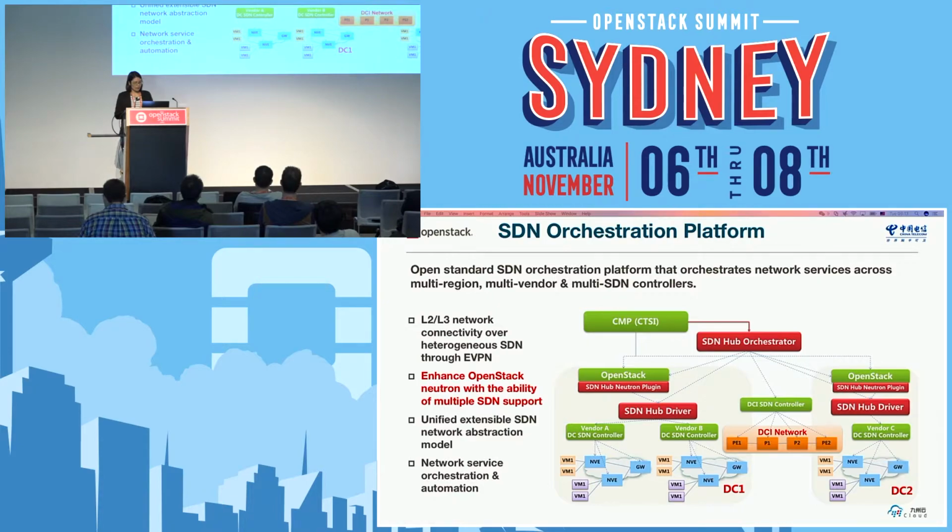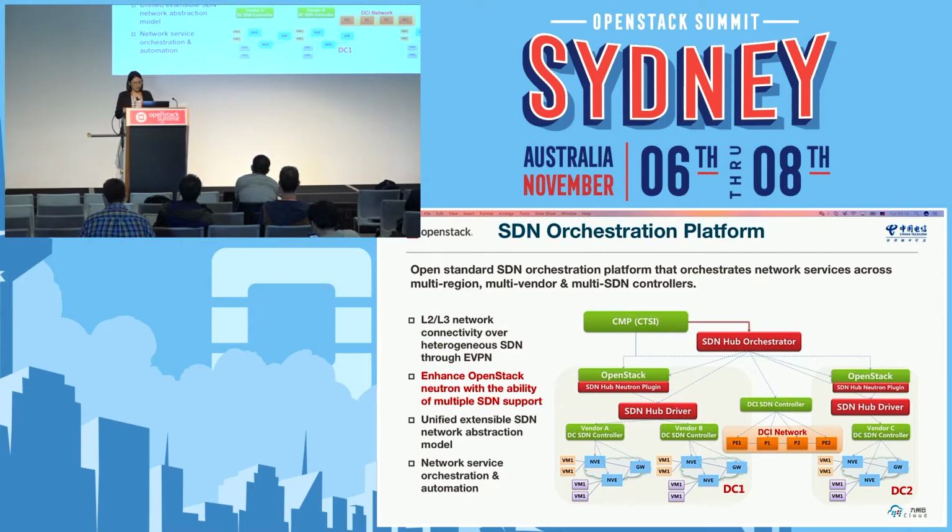The Neutron plugin provides OpenStack with the ability of multiple SDN support, and the SDN Hub driver is one of the core components. It will provide a unified network model and APIs. This network model and API we will provide based on our network requirements. In this layer, we will hide the differences of the vendor controllers and APIs, and this driver framework will provide plug-and-play ability for vendor controllers to be plugged in.